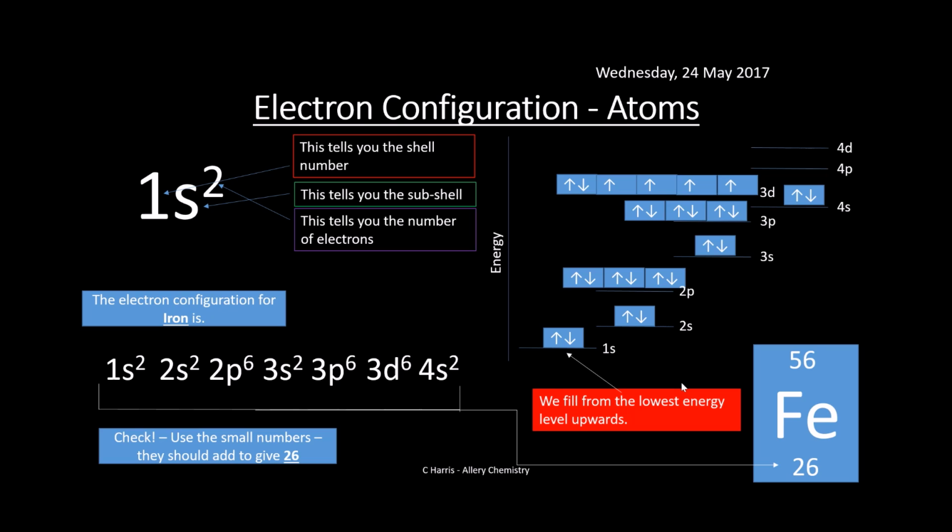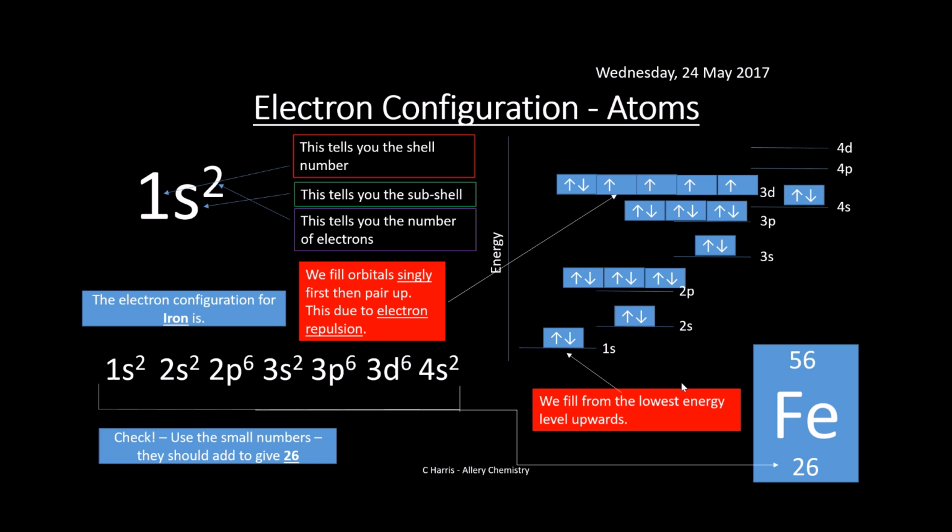Okay, so we always fill from the lowest energy upwards, as you've just seen before, so that's quite important. And we fill the orbitals singly first, then we pair them up. So you notice here we've got them all singly occupied. We're not pairing these ones up. They'll always occupy single orbitals first. This is because of electron repulsion.